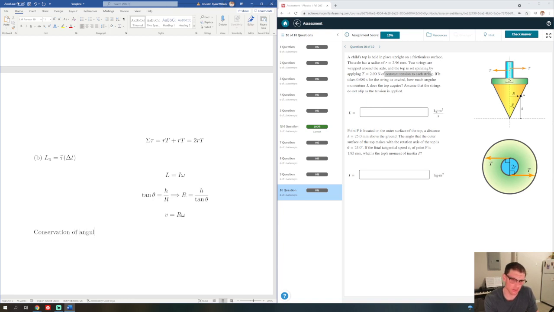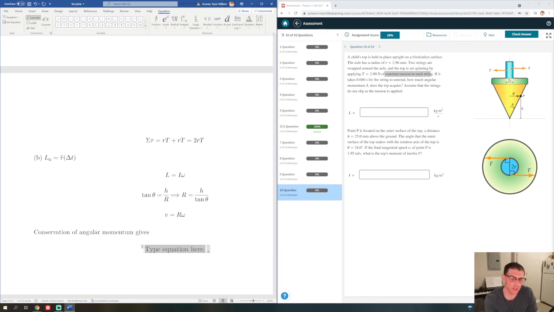But let's say conservation of angular momentum gives, and we just have tau bar delta t. I know it doesn't matter that I write the bar this time because, as we discussed, the net torque is the average torque, but it won't always be that way, right? So I just want to make sure I'm being careful when I write this stuff for you. This is the initial angular momentum, right? We saw that from part A, and this just equals I omega.